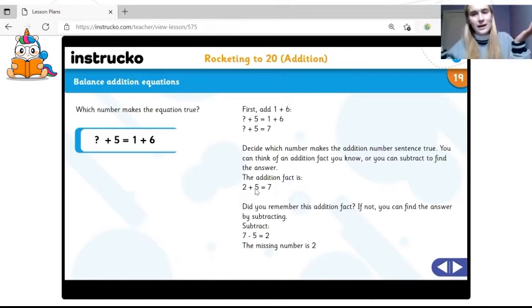Okay, so what is a balanced addition equation? Okay, so a balanced equation basically means that we have the same amount of something on both sides of the equation. So we have the same number on both sides of the equation, on both sides of that equal sign. So here we have 1 plus 6, so that equals 7. So we must have 7 on the other side. So what is 7 minus 5 equals 2. So the missing number has to be 2. And now we have our balanced equation.